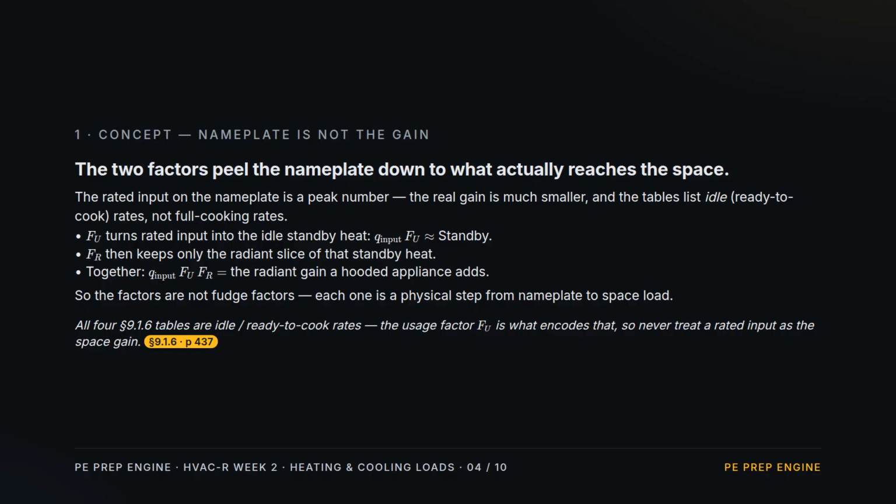Concept 3. The nameplate is not the gain. Rated input is a peak figure, and the tables report idle, ready-to-cook rates, not full cooking rates. The usage factor turns rated input into the idle standby heat. The radiation factor then keeps only the radiant slice. Each factor is a real physical step, from nameplate down to what the space actually feels. Never plug the nameplate straight in.